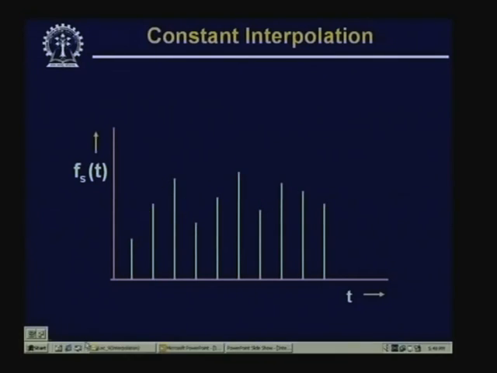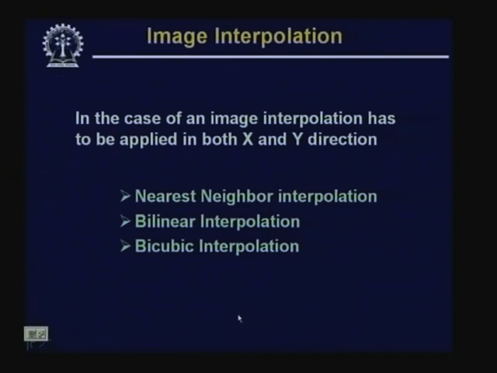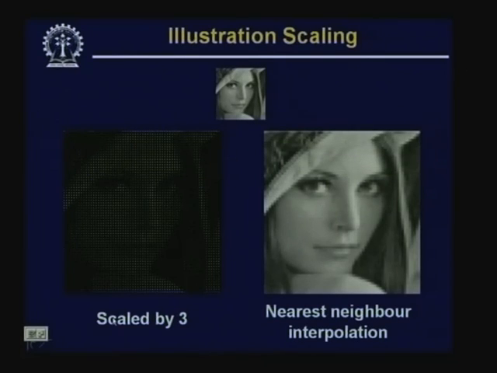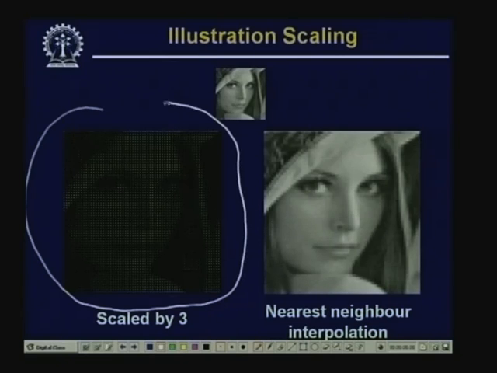Now, let us see some of the results on the images that we have obtained. So, this is the example of a scaling operation. I have a small image which is scaled up by a factor 3 in both x direction and y direction. You find that the image on the left side is obtained by scaling without applying any interpolation.